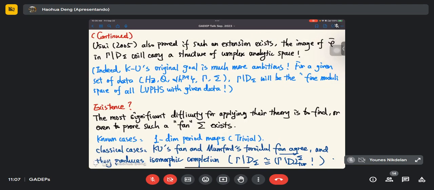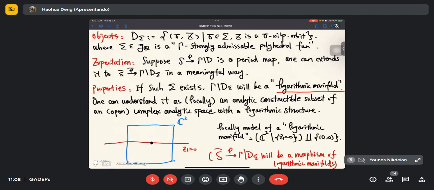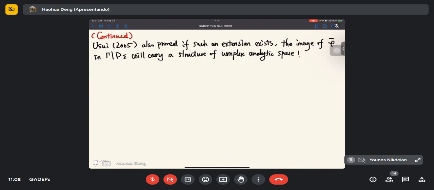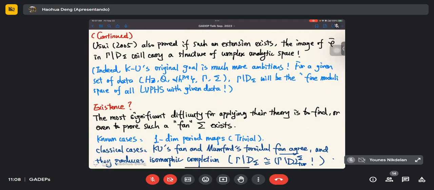Okay, so after introducing our expectation, suppose such a construction works. Now we have to talk about whether it really works. The main problem is how to construct such a fan Σ, because as I said before, Σ should not only be a fan consisting of nilpotent cones, but also carry a very strong structure, which is called a Γ-strongly admissible polyhedral fan. Does it exist?